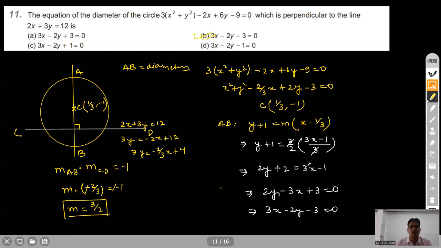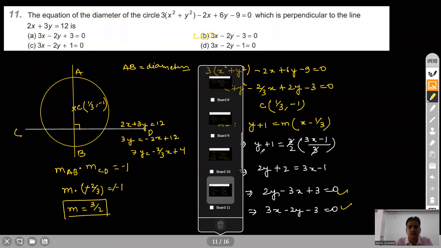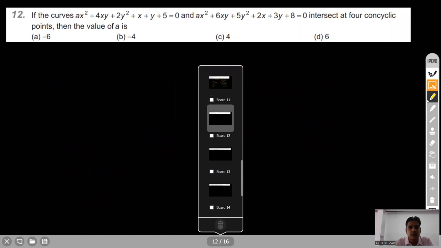Okay. Hope the calculation part is okay here. So 3x minus 1, m is the slope of AB, which is coming to be 3/2, right? So 2y plus 2 equal to 3x minus 1. Yes, it's okay. So the equation can be either this or this. As per the options, our B option is coming, 3x minus 2y minus 3 equal to 0. So this question is done, question number 11. Now we are going to start question number 12.